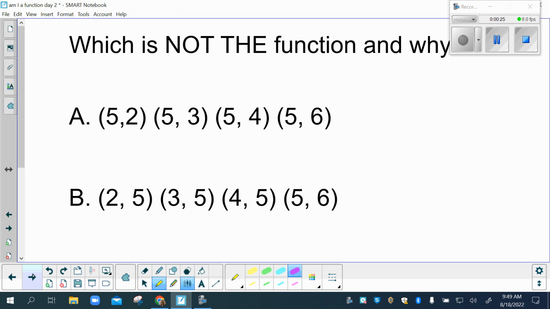So talk amongst yourselves for a hot minute. One of them is, one of them is not. So Jackson, make sure you can tell which one is a function and which one is not a function. Exactly, it's like the soda machine. Love hearing that. Love it.